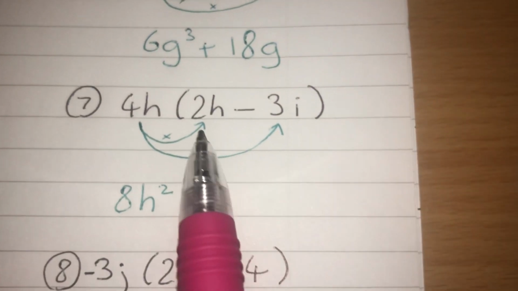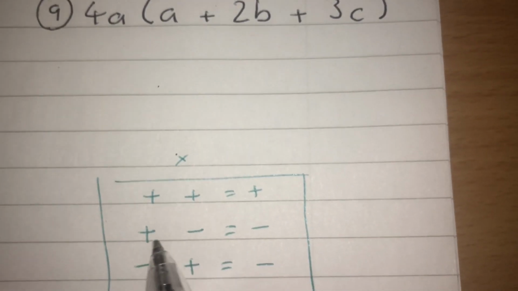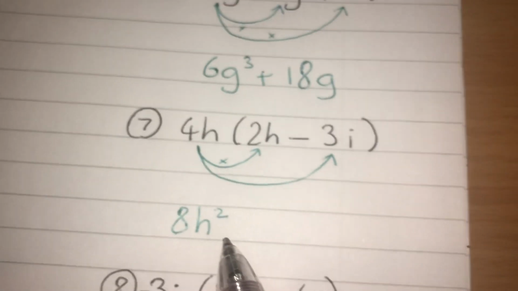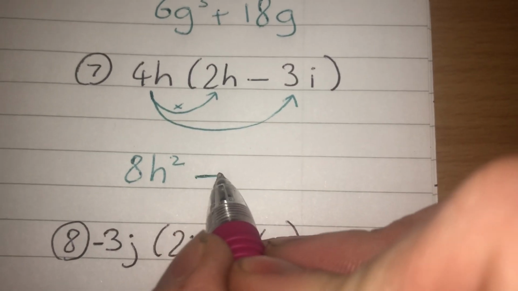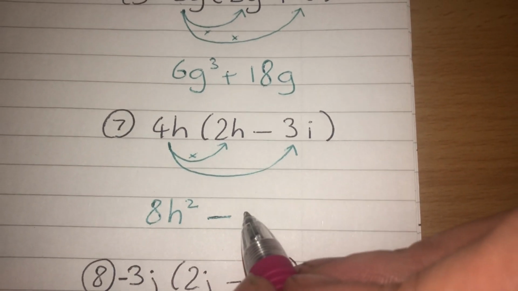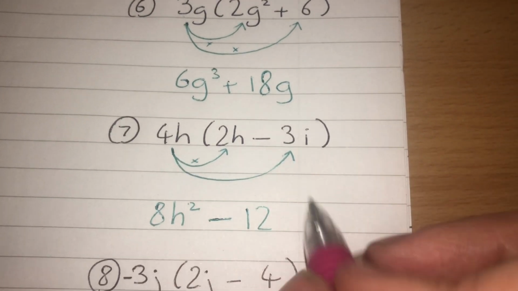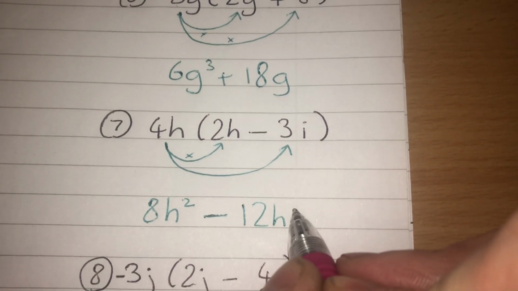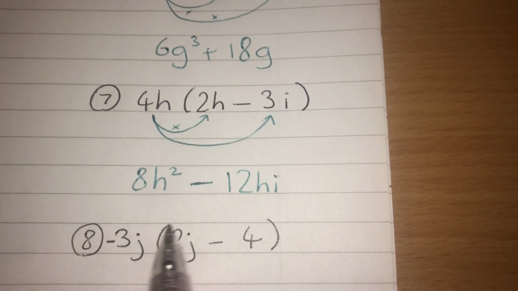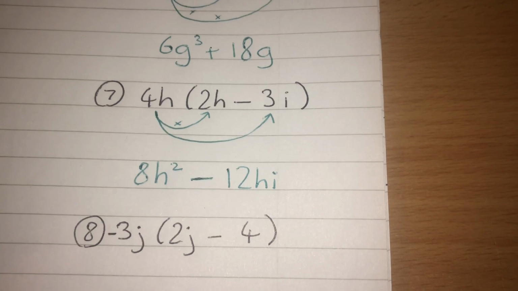So if we go back to the question, this is a positive and this is a negative. So a positive times a negative gives us a negative. Okay, so this is going to be a negative term. So back to what we're doing. 4 times 3 is 12, minus 12 of course. And h times i, hi. Okay, so 8h squared, take away 12i. And that's that, all right?